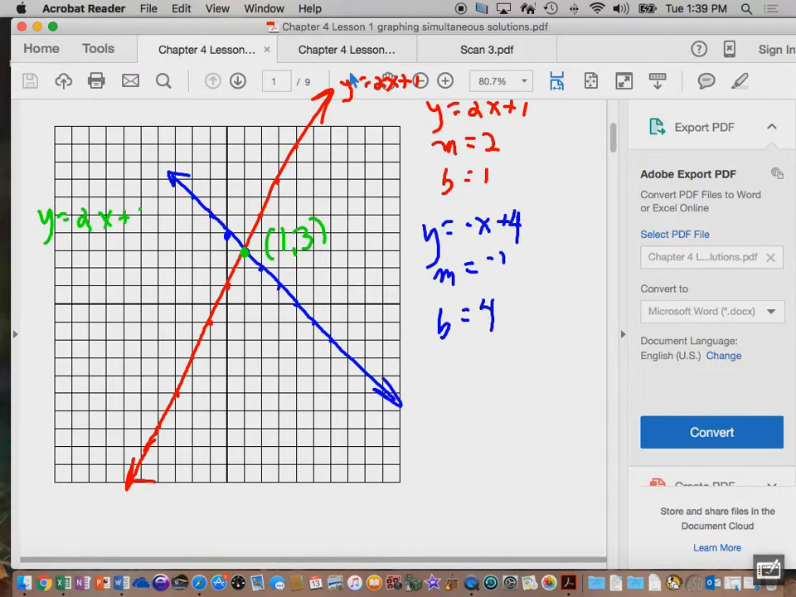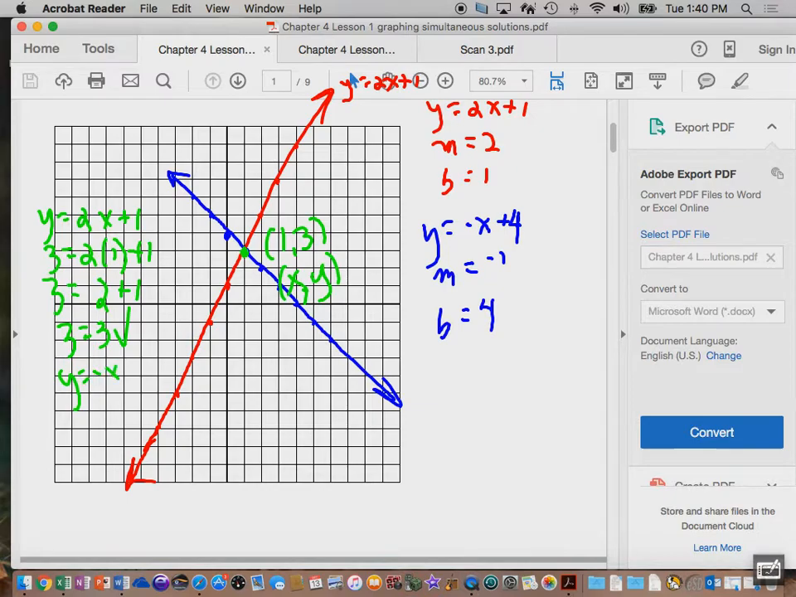y = 2x + 1. Now remember, any point is (x, y). So in the x place, I'm going to put a 1, and in the y place, I'm going to put a 3. 3 equals, what's 2 times 1? 2, plus 1, so 3 equals 3, check. So I just checked that it's in the red line, let's make sure it's in the blue line.